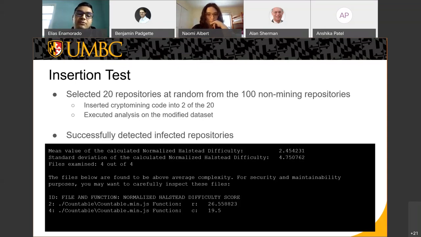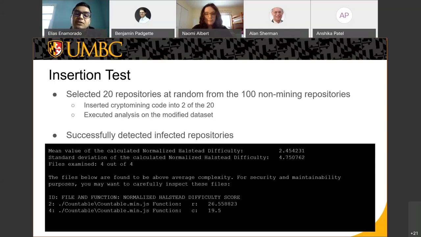we selected 20 random non-mining repositories from the 100 that we had. I put them in a zip file and sent them over to Ben and I asked him, here is this virus, this malicious file. I don't know the Halstead complexity of it. Put it in any two of the 20 repositories and then send it back to me. Don't tell me which ones you put them in.